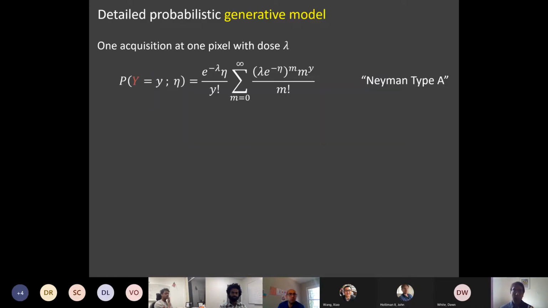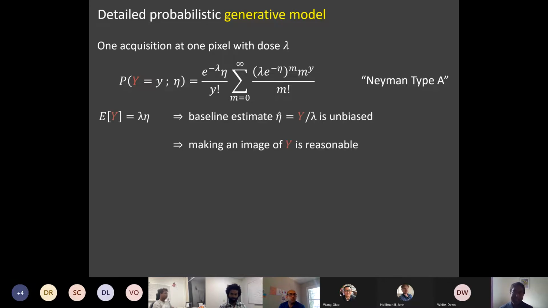Remember that y was my name for the random variable that is the total number of detected secondary electrons in the dwell time. From the abstraction that I showed you, that random variable y is a mixture of Poisson random variables. This particular likelihood function has a name: it's a Neyman type A likelihood. It's not the easiest thing to work with, but you can easily show that the expected value of y is lambda times eta. Because of that, a simple estimate of y over lambda is an unbiased estimate of eta.